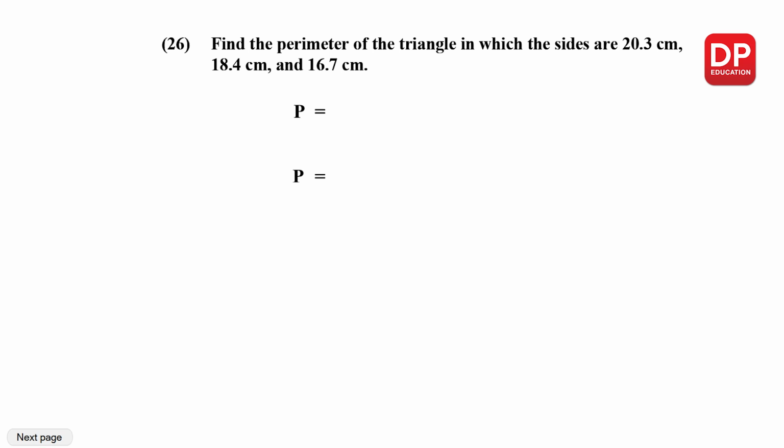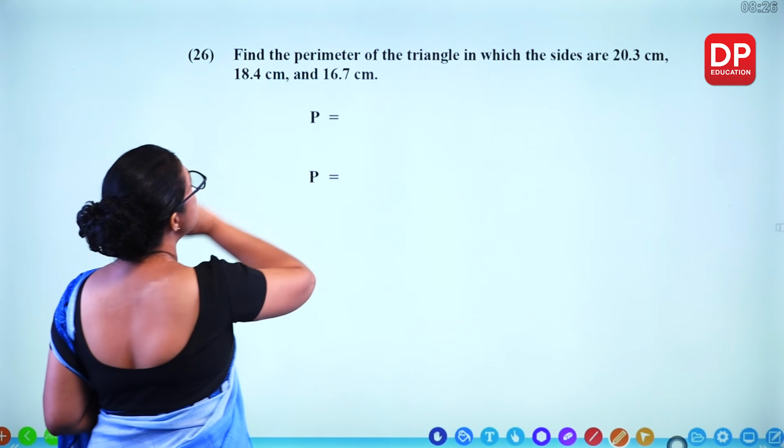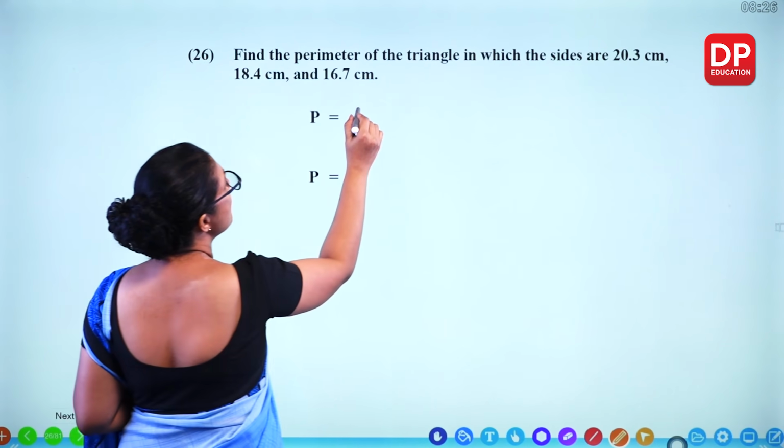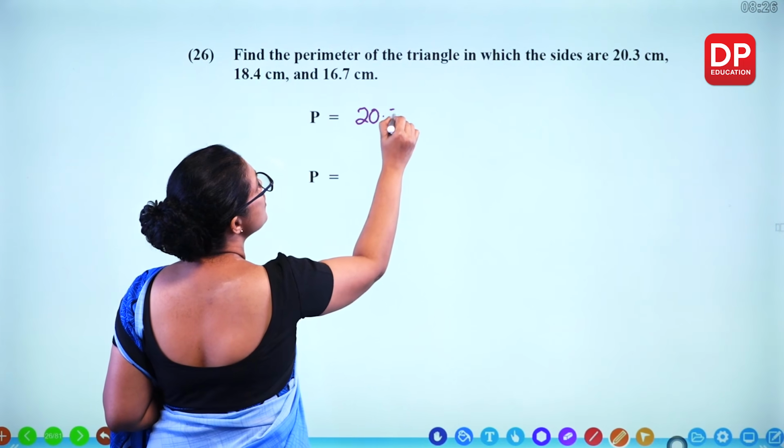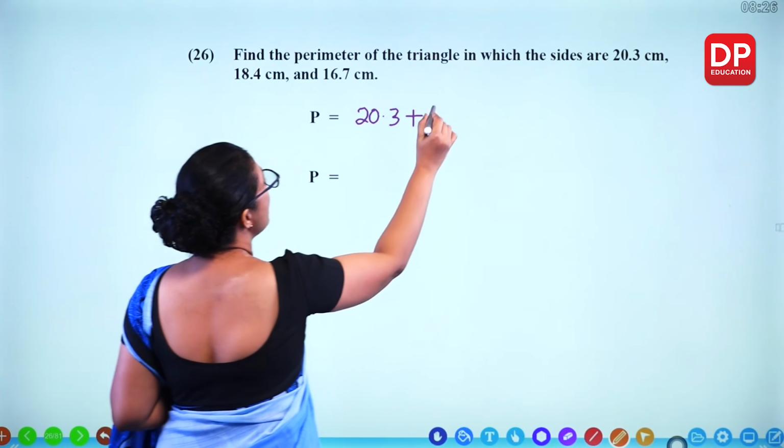Find the perimeter of the triangle in which the sides are 20.3, 18.4 and 16.7. So how do you find the perimeter? Just add the 3 values.